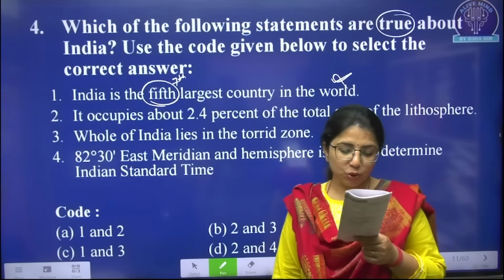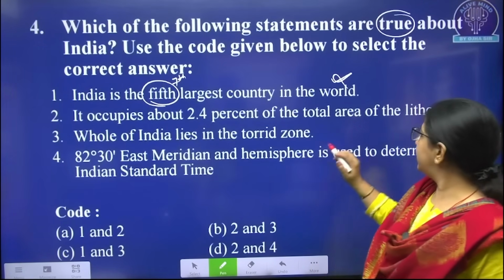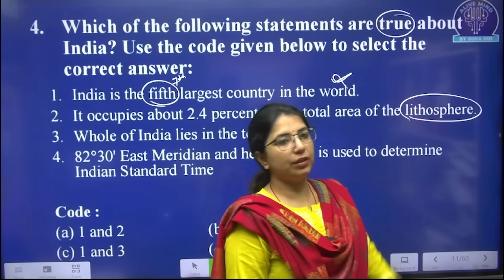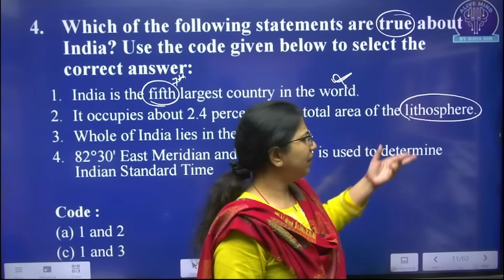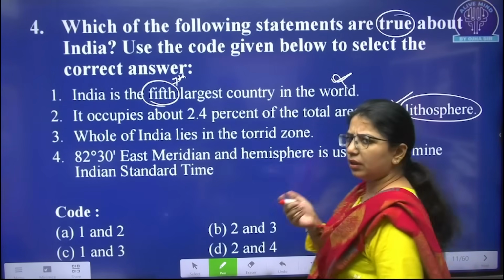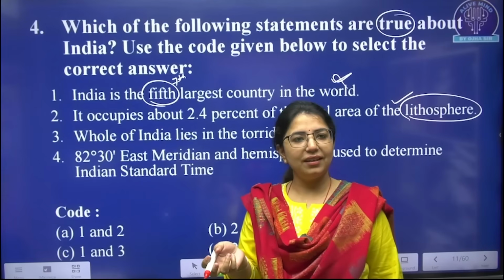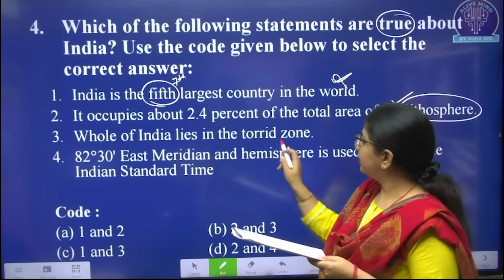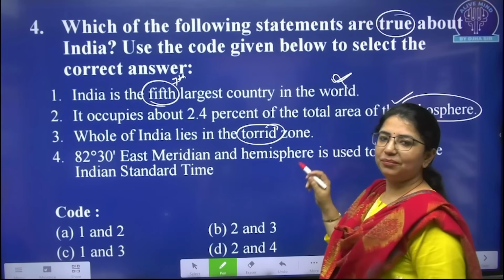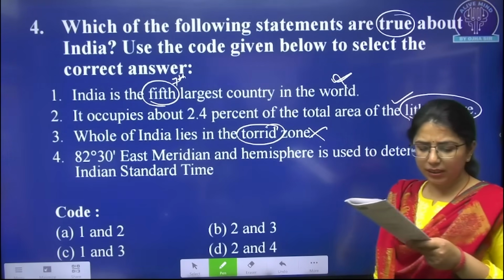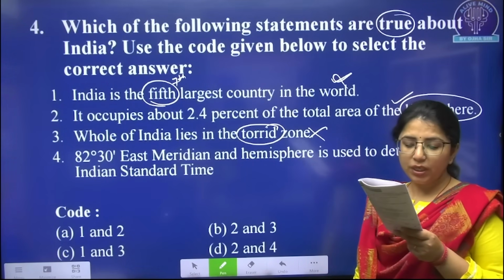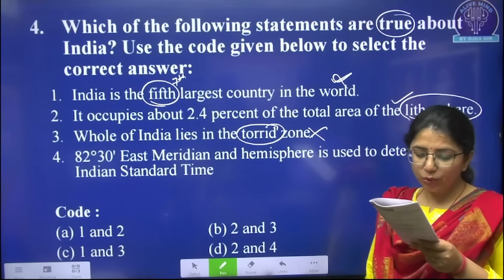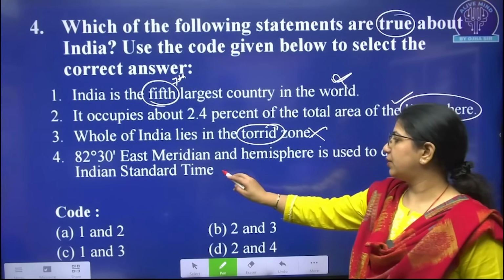Then, it occupies 2.4% of the total area of the lithosphere. See, they have asked world's area, and here they have used the word lithosphere. How they trick you up? This is right. What is lithosphere? The upper portion, the crust area. The third option is, whole of India lies in the torrid zone. Now they have used the term torrid. This is wrong, as we have seen in the earlier question. 82.5 degree east meridian is used to determine Indian Standard Time. Correct.